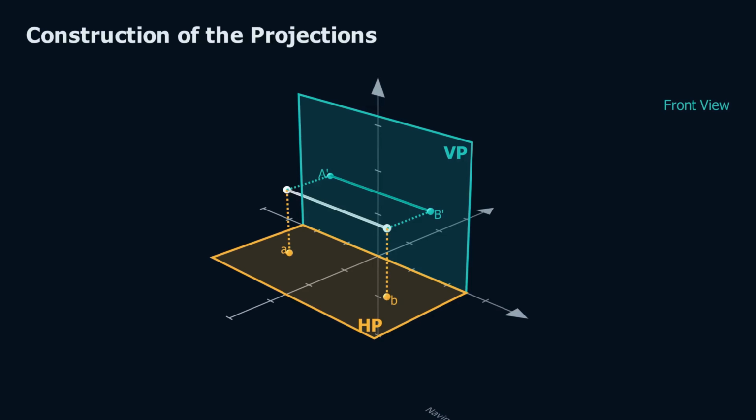Join the top projections a and b. The resulting line represents the top view of the straight line. The construction is now complete. We have obtained the front view and the top view of the straight line.